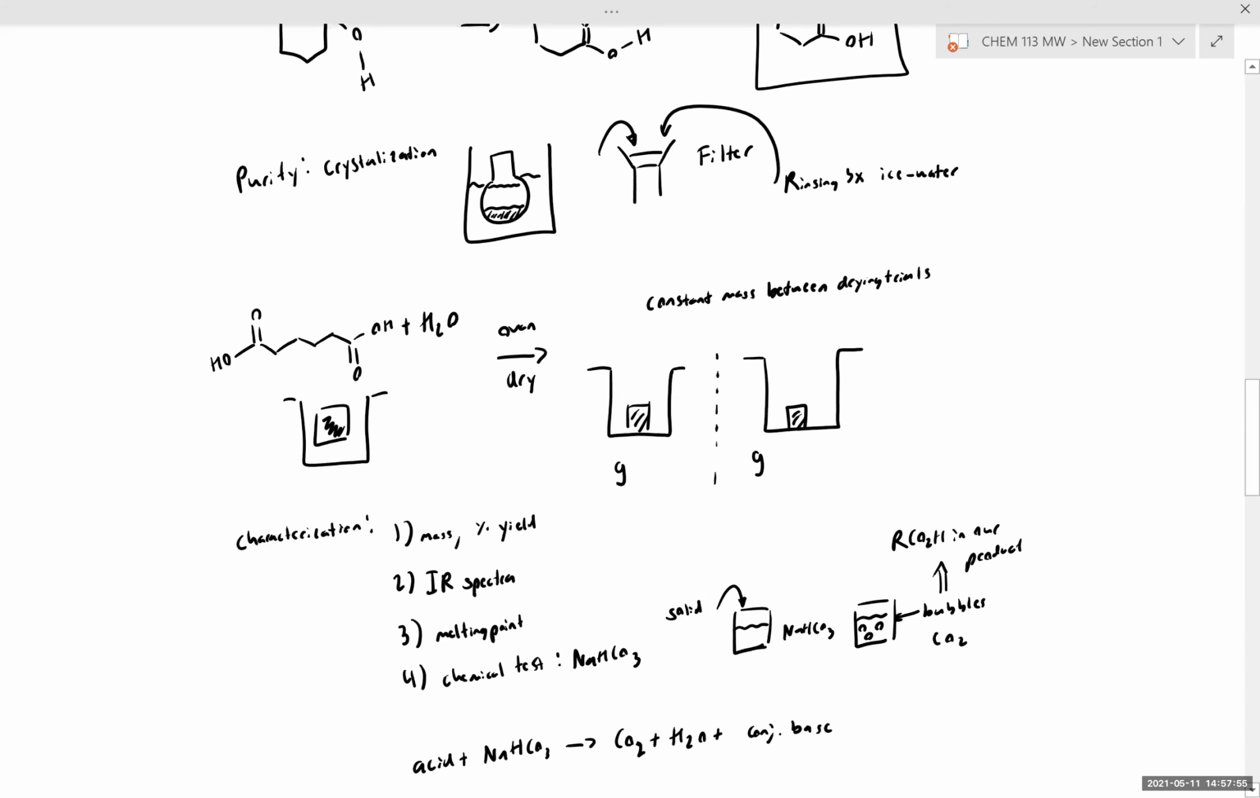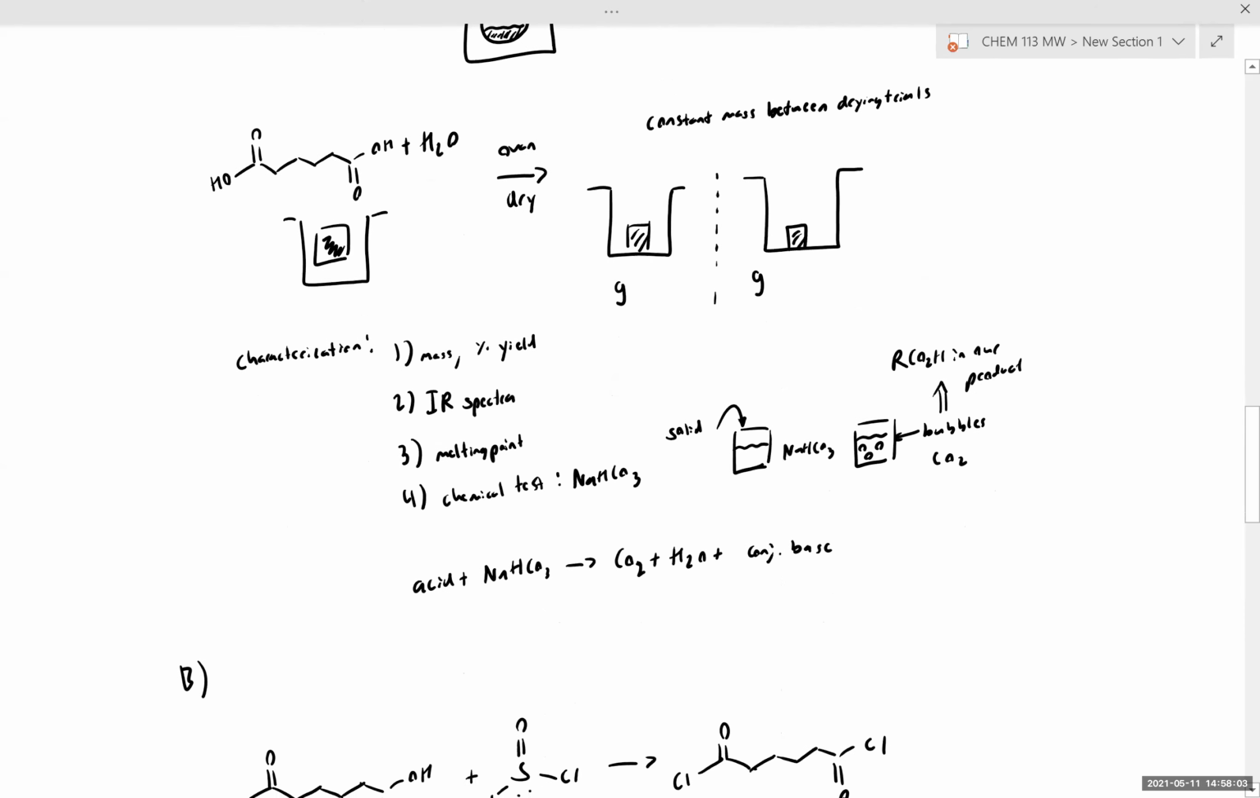We generally control the oven temperature to avoid decomposition. From here, we're going to characterize our adipic acid by measuring the mass, calculating the yield of product, taking an IR spectrum, melting point, and we're doing a chemical test for carboxylic acids, which is treatment with sodium hydrogen carbonate or sodium bicarbonate. Any acidic functional group, such as a carboxylic acid, will react with sodium hydrogen carbonate to produce carbon dioxide and the conjugate base.